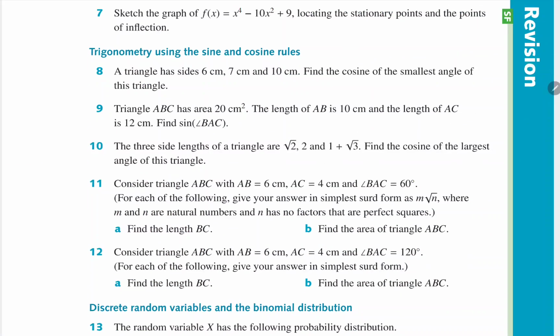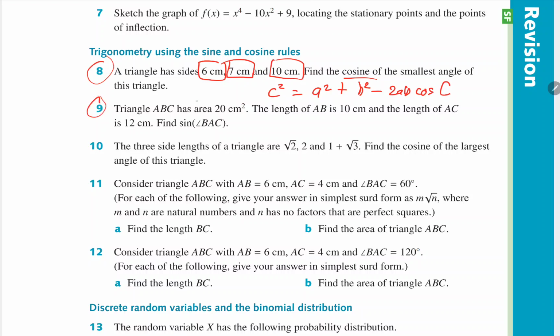Trigonometry using sine and cosine rule. Find the cosine of the smallest angle of this triangle. I'll skip the easy stuff. This one is just the cosine rule, because when you get 3 sides, the cosine rule is the only one that will go through all three sides. What's the cosine rule, Steven? C squared equals A squared plus B squared minus 2AB cos C. Yeah, just use that. Alright.